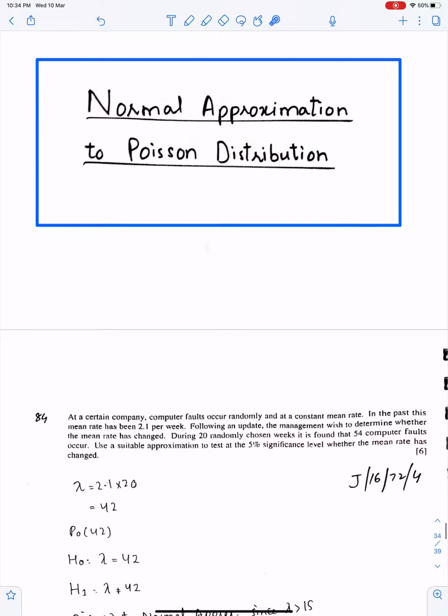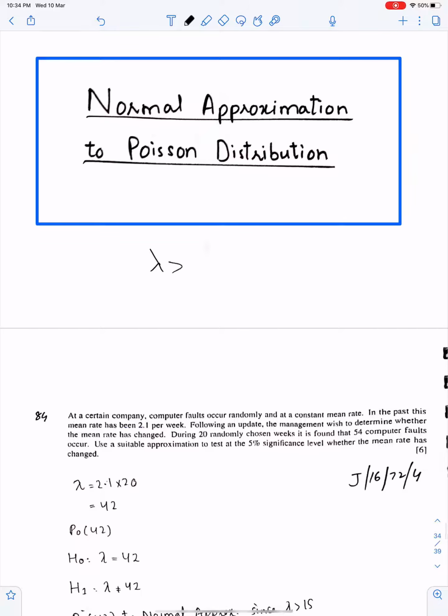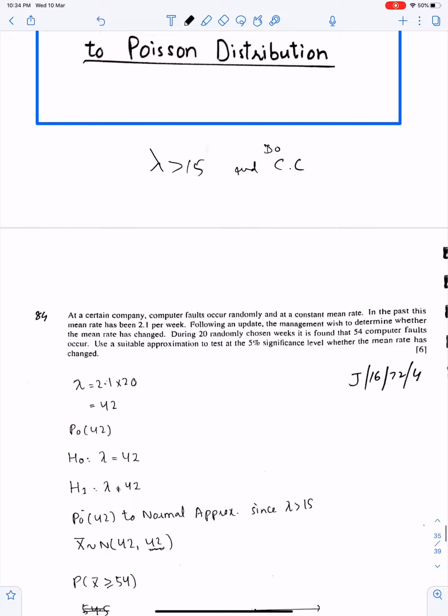Now, this is the last topic of this lecture, normal approximation to the Poisson distribution. We do this when lambda of the Poisson is greater than 15, and we also do continuity correction. And we use a number line for that.